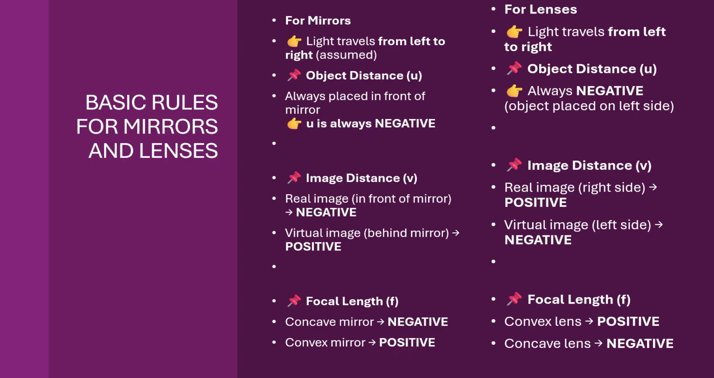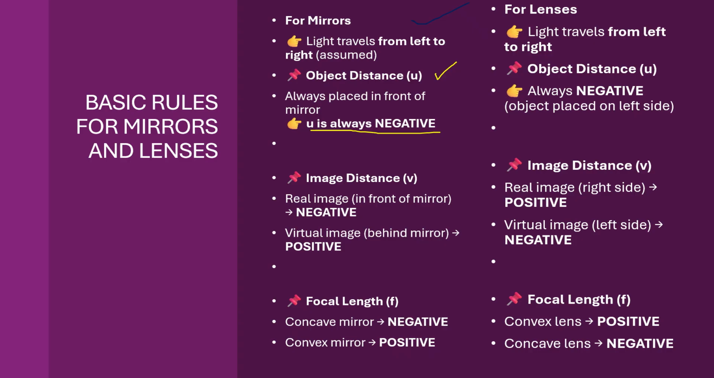Students, this slide is extremely and utterly important if you want to do all the numericals. So it's a request again that you write down every single thing that you see here. If this makes sense to you, I'm very sure that you will not make any mistake in the numericals. When we talk about basic rules for mirrors, light travels from left to right. That's assumed. Object distance, denoted by u, is always placed in front of the mirror. That means u is always negative.